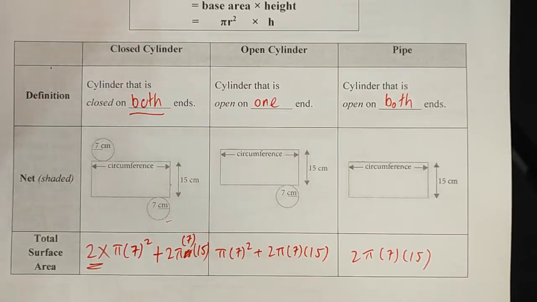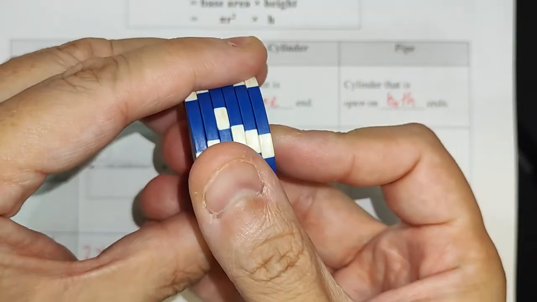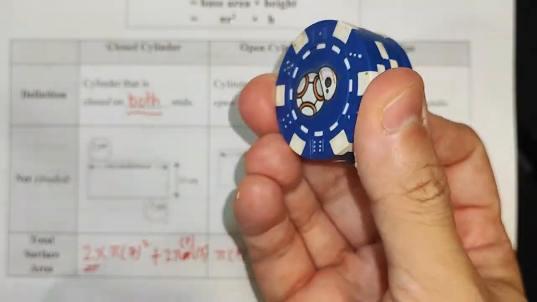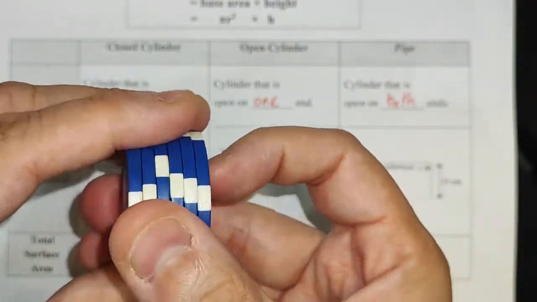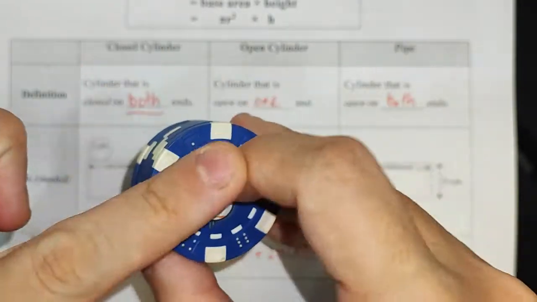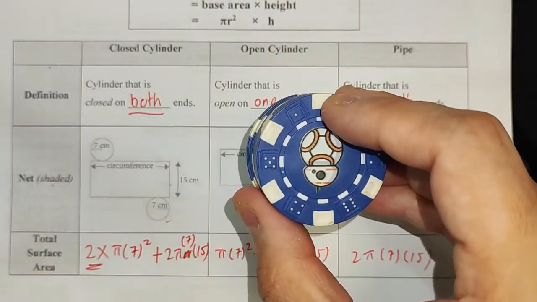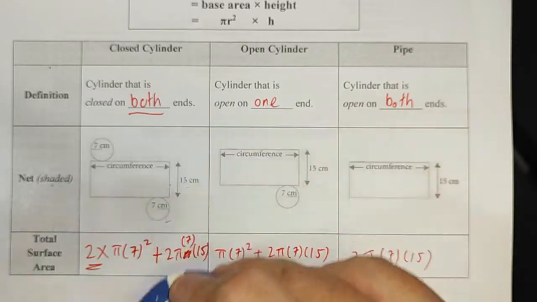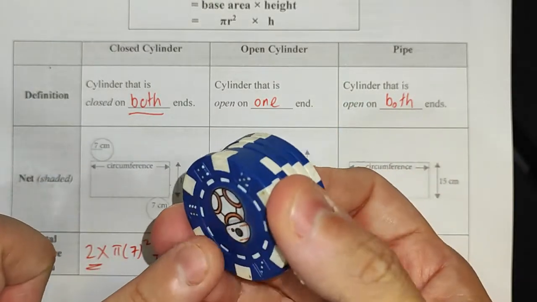But before that, remember, we talked about there are three types of cylinder: the closed, the open, and the pipe. A closed cylinder you can think of as a closed container. If I want to calculate the surface area, I need the area at the side plus the two circles, top and bottom. So this is the closed cylinder. You can see on the diagram here, the net, there are two circles, one on top, one below.